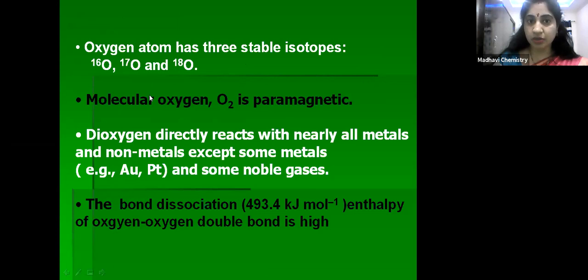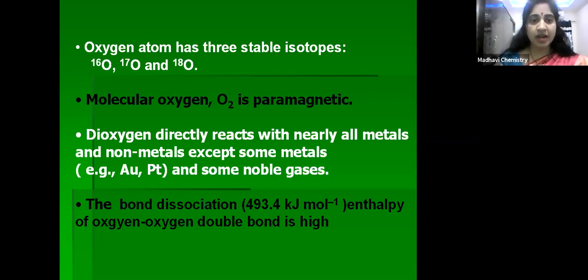Next, molecular oxygen is paramagnetic. We know, children, in first year you have studied molecular orbital theory. Why is oxygen paramagnetic in nature? Because it has unpaired electrons in pi star 2px and pi star 2py. These are anti-bonding molecular orbitals, and they have unpaired electrons. Any substance that has unpaired electrons is paramagnetic in nature. So oxygen is paramagnetic, and it will be attracted towards the magnetic field, right children?